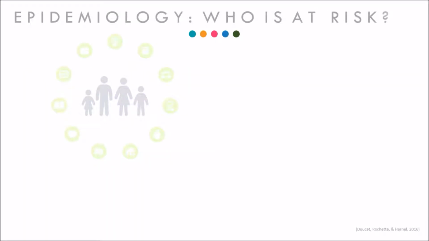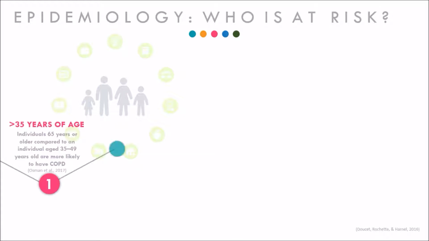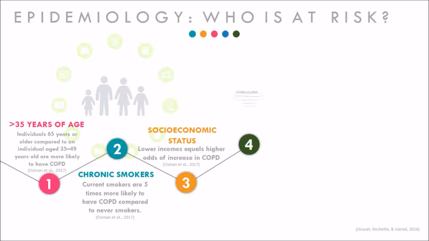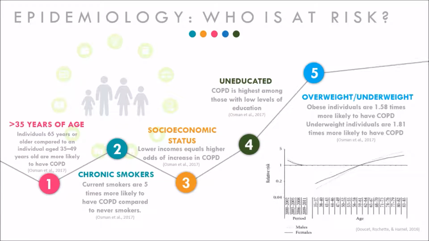Who is at risk? Number 1. Greater than 35 years of age. Individuals 65 years or older compared to an individual aged 35 to 49 years old are more likely to have COPD. Number 2. Chronic smokers. Current smokers are 5 times more likely to have COPD compared to never smokers.